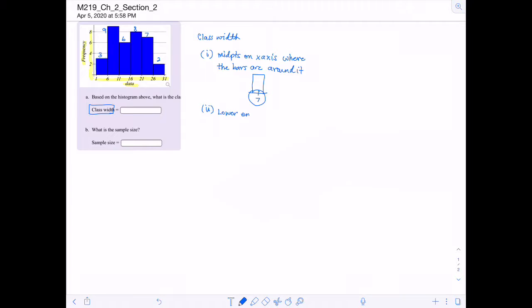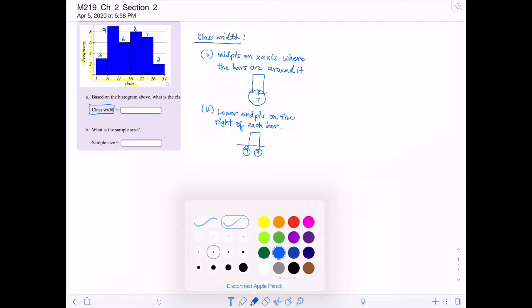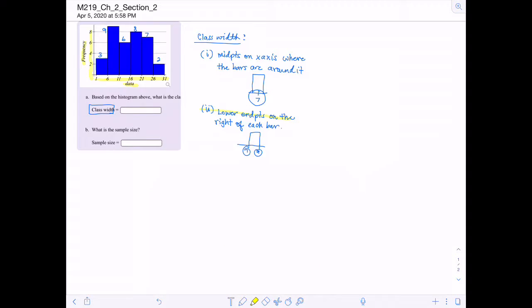lower endpoints on the right of each bar. Right, so if I had a bar, here's the x-axis, here's 7, here's 9. So the tick mark isn't in the middle, it's on each end of the bar. So we can see by looking at our histogram that we definitely have case 2 here, right? We have lower endpoints.